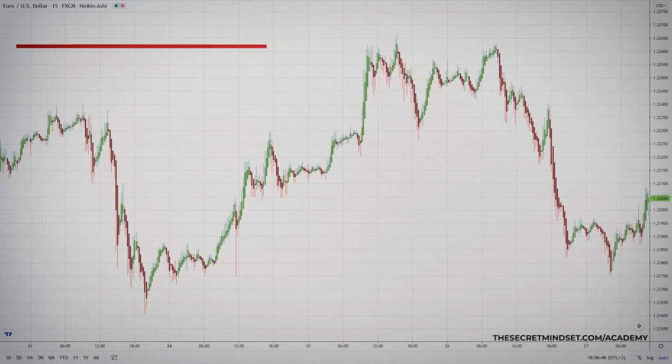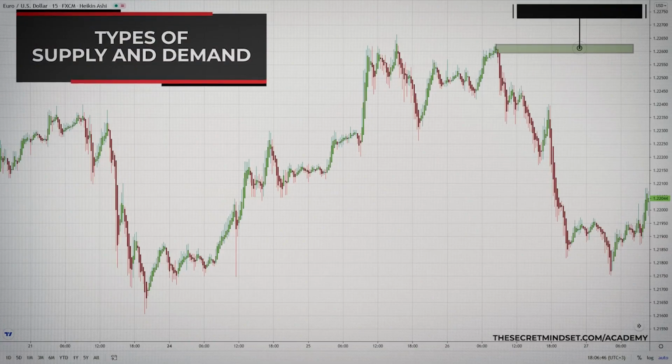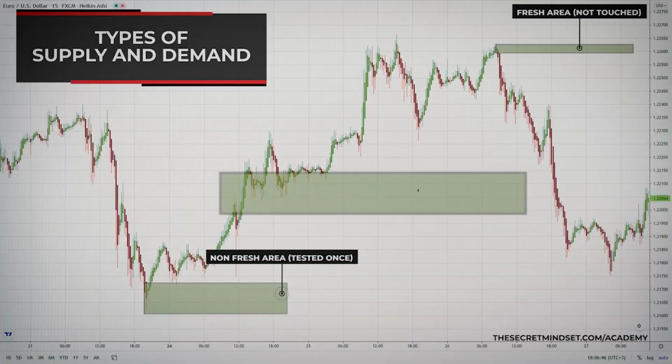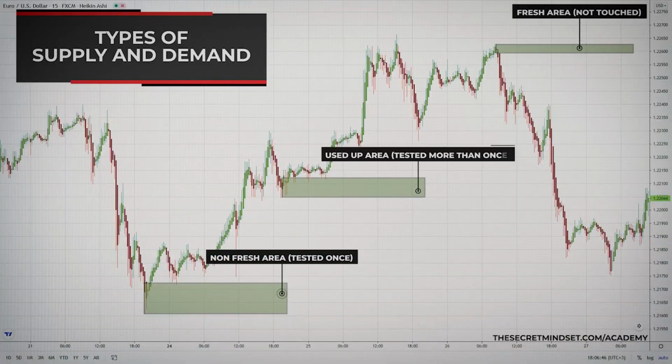Supply and demand levels can be fresh, meaning price has not pulled back yet, an untested level. Non-fresh, meaning price has pulled back to it at least once. And used up, meaning price has pulled back to the level several times, and these are not good for trading full swings, maybe some scalping trades.